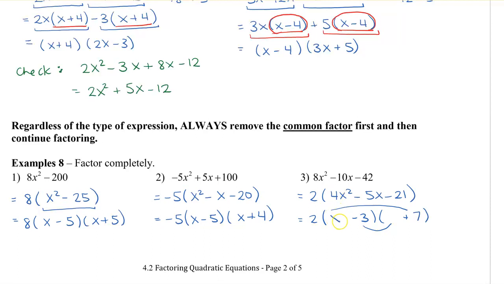So let's try x and 4x. So I know that x times 4x is 4x squared. So x times 7, I get positive 7x. And then here I get negative 12x, which gives me negative 5. That's looking promising. And then negative 3 times 7, as my last terms, gives me negative 21. So that's great. So this is now completely factored.